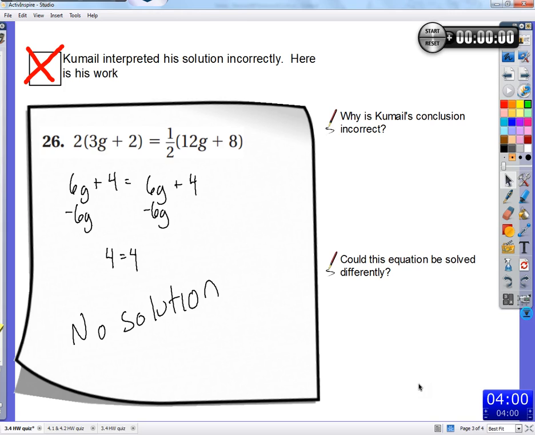Okay, so this is Kumail. Kumail did not draw the correct conclusion. The work is all right, but the conclusion is wrong. What's wrong with the conclusion here? Sarah. Because it's identity, it's not a solution. Right. It's not that there's no solution, it's called an identity, which means how many solutions are there?